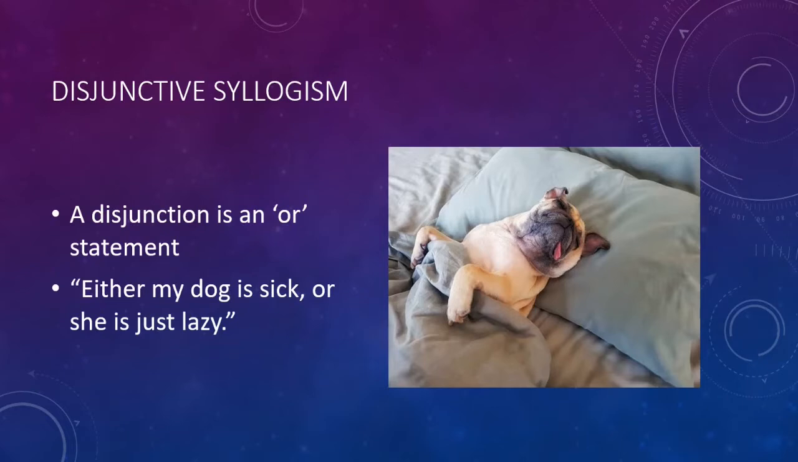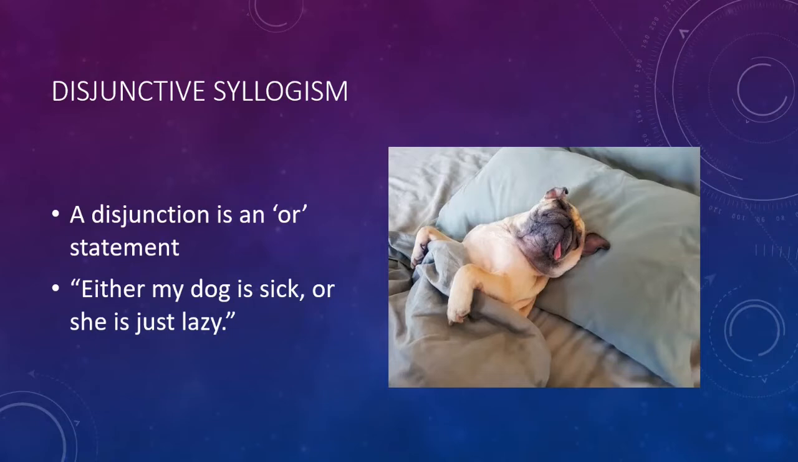Okay, so a disjunction is a kind of or statement. An and statement is a conjunction, or statement is a disjunction. And so, for example, either my dog is sick or she's just lazy, right? It's either this or that. Yeah? Are we using inclusive or exclusive or in this class?